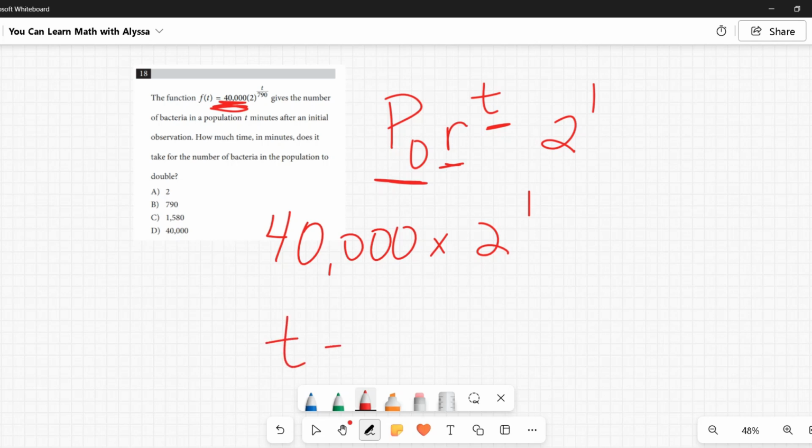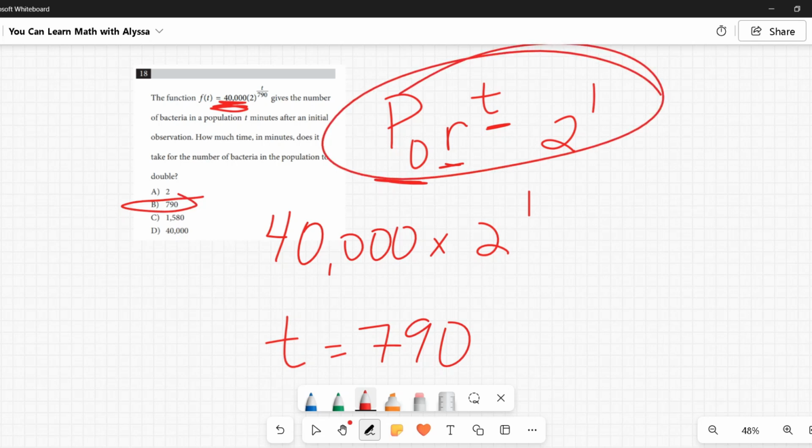So if t is 790, then the population has doubled, 790 minutes. And that is B. If you don't remember, come here, get rid of that.